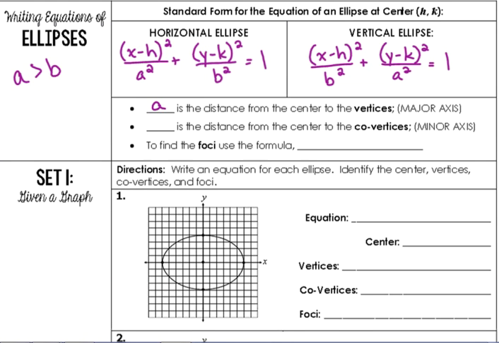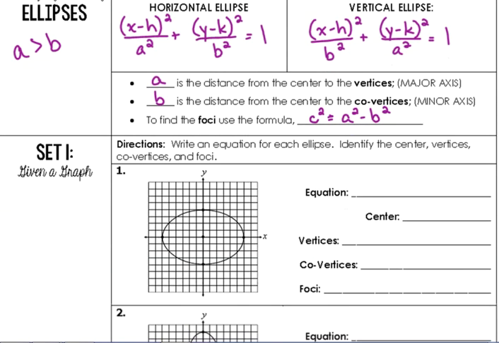Refocus here. A is the distance from the center to the vertices. B is the distance from the center to the co-vertices. We covered all this yesterday. Just reminding ourselves because this is the specific information that we're going to need to use here. So to find the foci, we use the formula c squared is equal to a squared minus b squared.